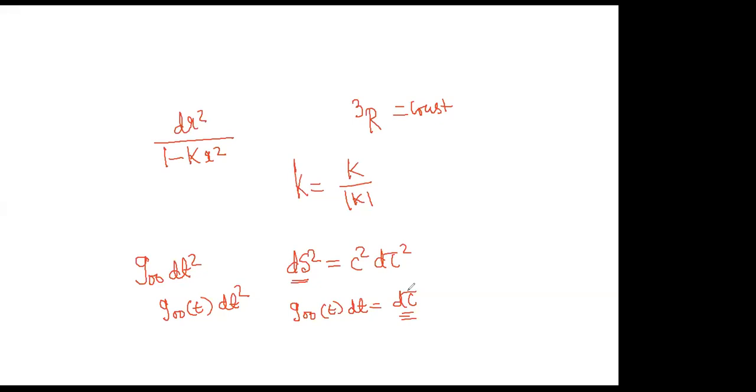Then you can ask, okay, now if I have another observer who is moving with a uniform velocity with respect to this observer, whether he or she also sees that the universe is homogeneous and isotropic. Actually, it is not. Okay, so that observer will not see that the universe is homogeneous and isotropic.